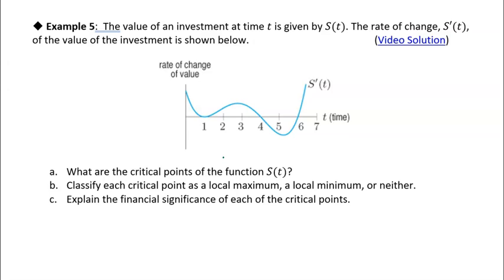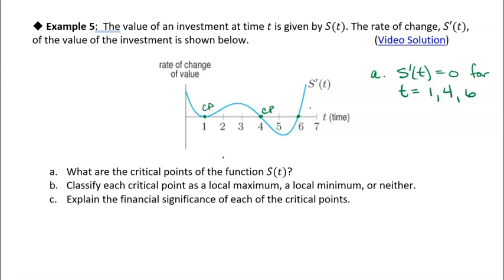All right, so I'm just going to put the answer to A here, because we know that the critical points are when S prime of t is equal to 0. And that happens for t equals 1 and 4 and 6, because the value of the derivative is 0 at 1 and 4 and 6. So those are the critical points.